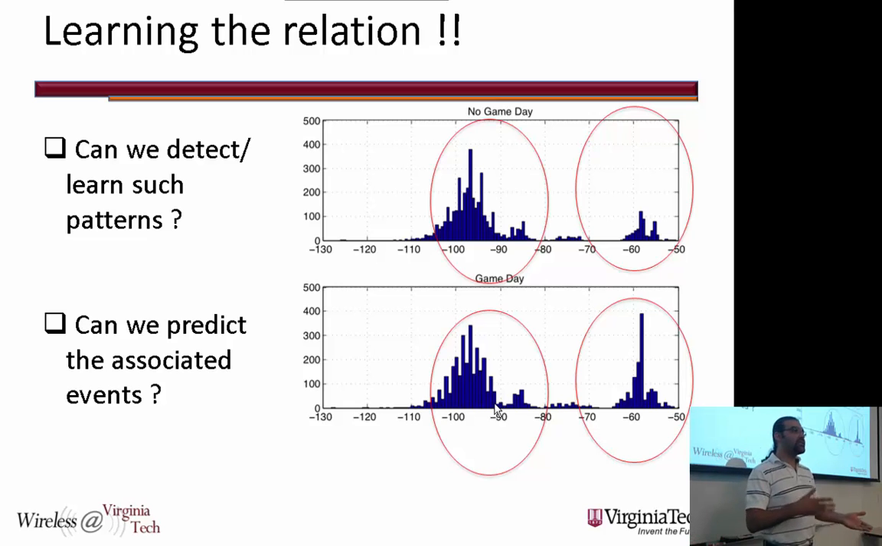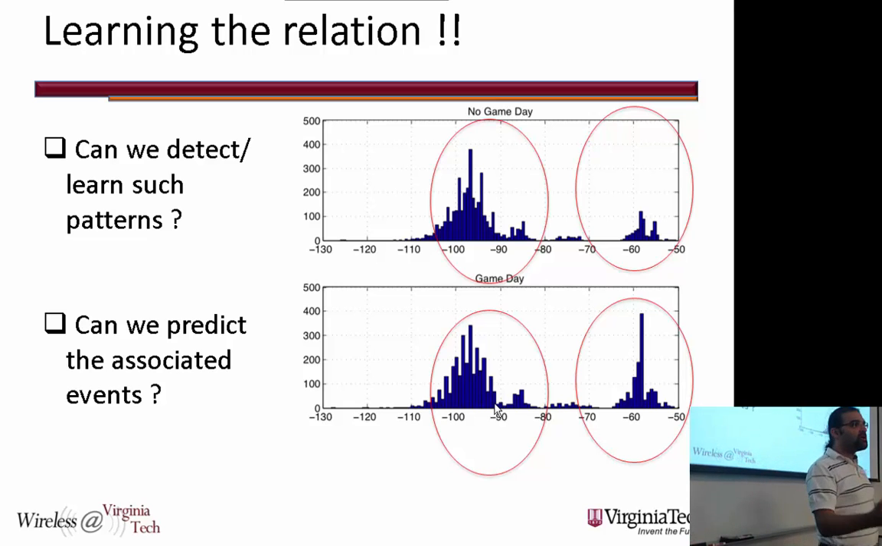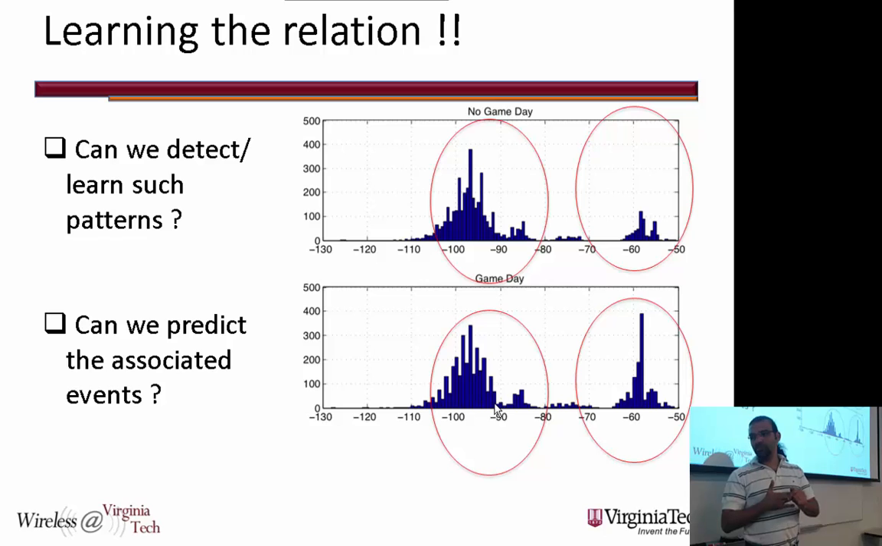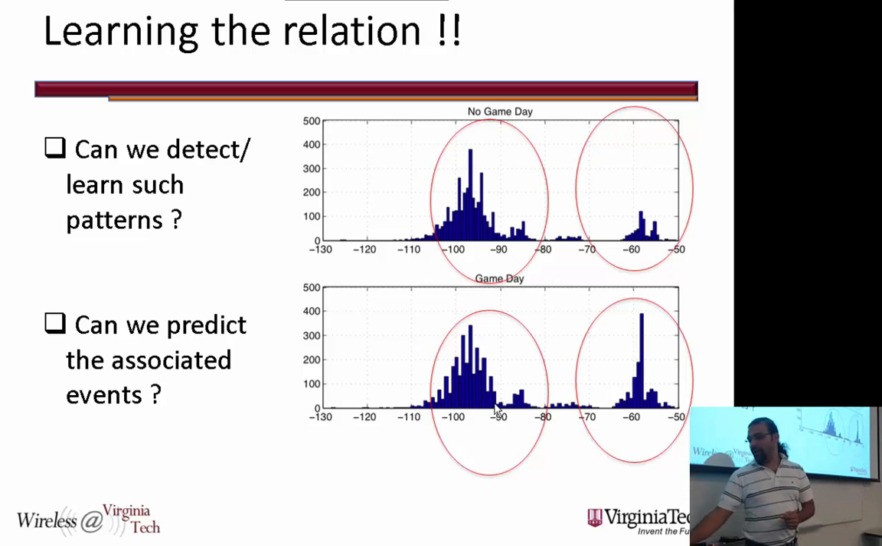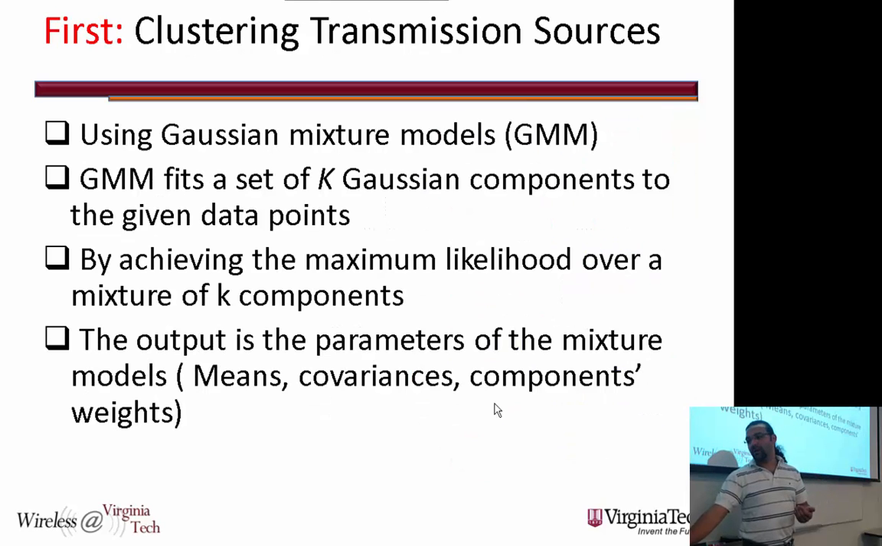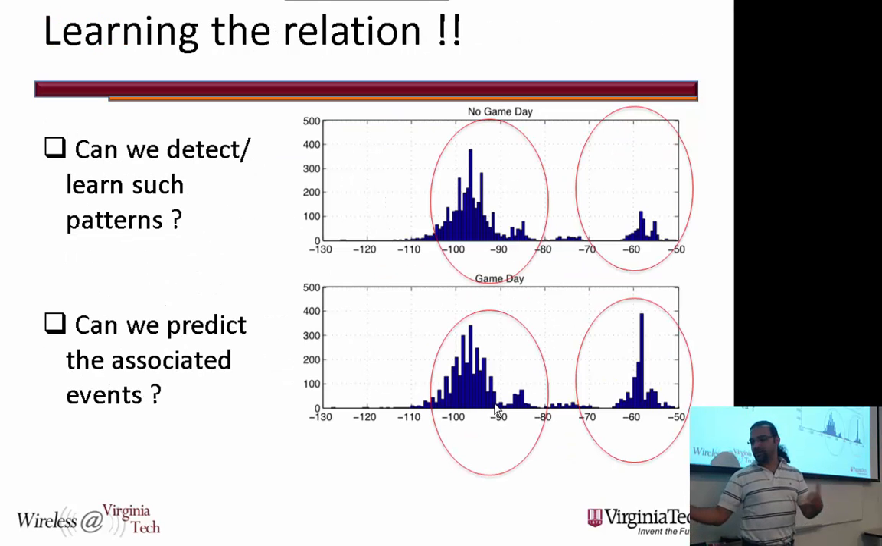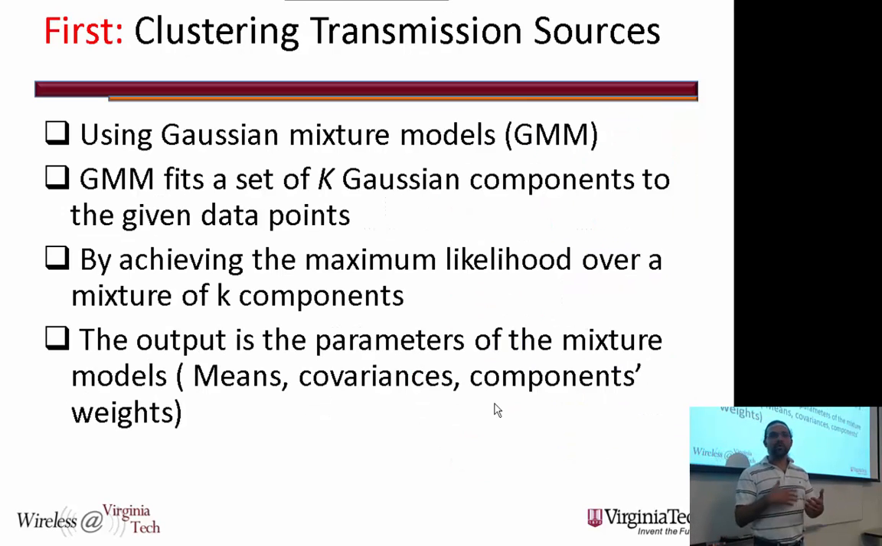So the question now is, can we actually learn this relation? Can we detect the differences, and later predict the events based on it? So we started to think about how to quantify this, and I started using clustering, basically Gaussian mixture models, since the histogram looks more like a Gaussian mixture.